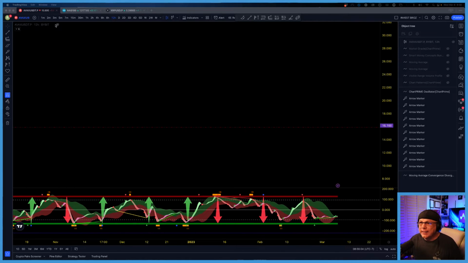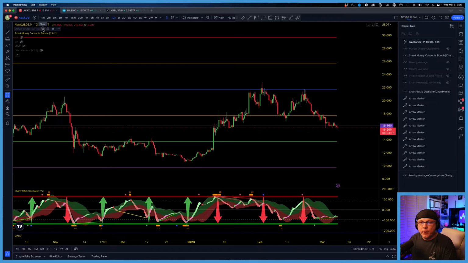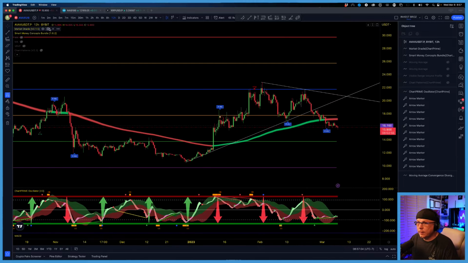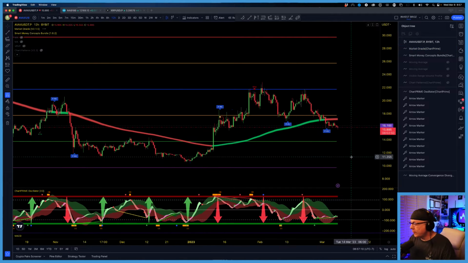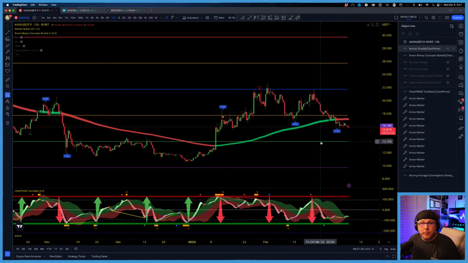Let's take a look and see how these trades turned out. First, let's look and see where our entry and take profit points would have been based on other Chart Prime indicators. What I have turned on right now is the Market Oracle with the dynamic reactor activated. That is this green and red line here. I also have predictive ranges from the Chart Prime Smart Money Concepts bundle.